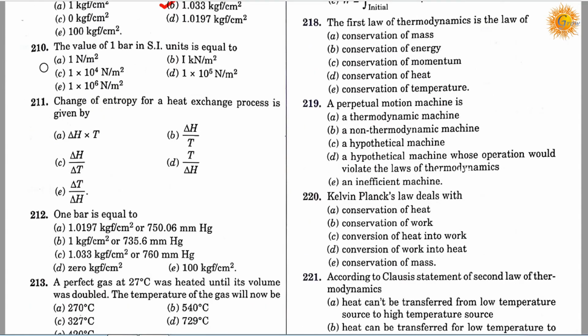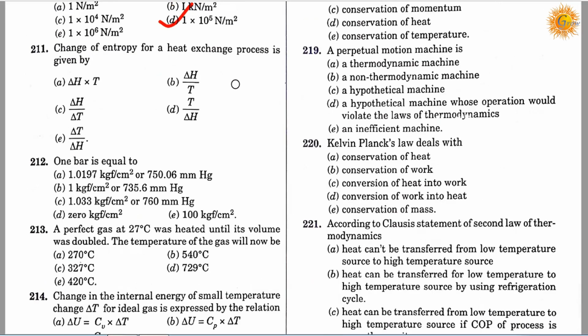Question number 210. The value of 1 bar in SI units is equal to option A, 1 Newton per meter square, option B, 1 kilonewton per meter square, option C, 1 into 10 the power 4 Newton per meter square, option D, 1 into 10 the power 5 Newton per meter square, option E, 1 into 10 the power 6 Newton per meter square. Correct answer is D. It will be 1 into 10 the power 5 Newton per meter square.